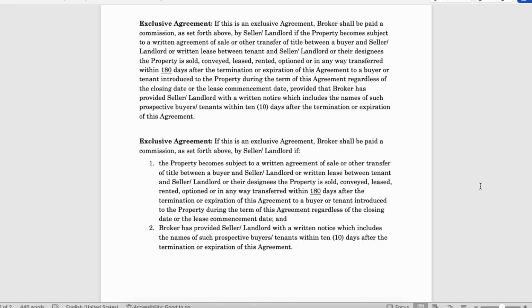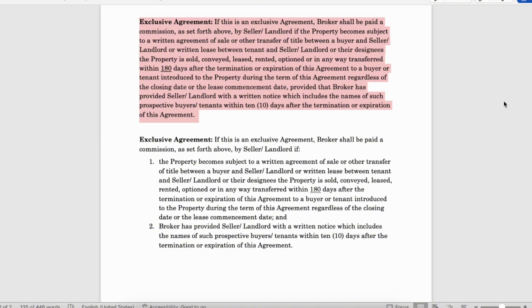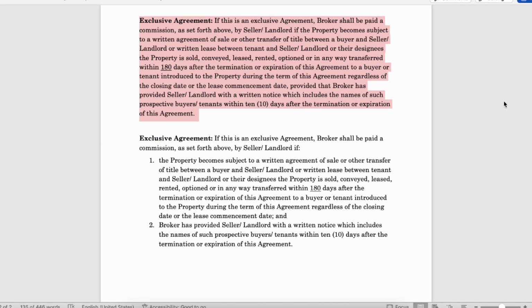Visually, just looking at that big chunk, I don't really want to read it, but it's actually a very important part because it talks about a section where if certain conditions are met, then the seller, which is the person signing this agreement, will have to pay the broker a commission even after the contract terminates. So it's not something you want to miss.